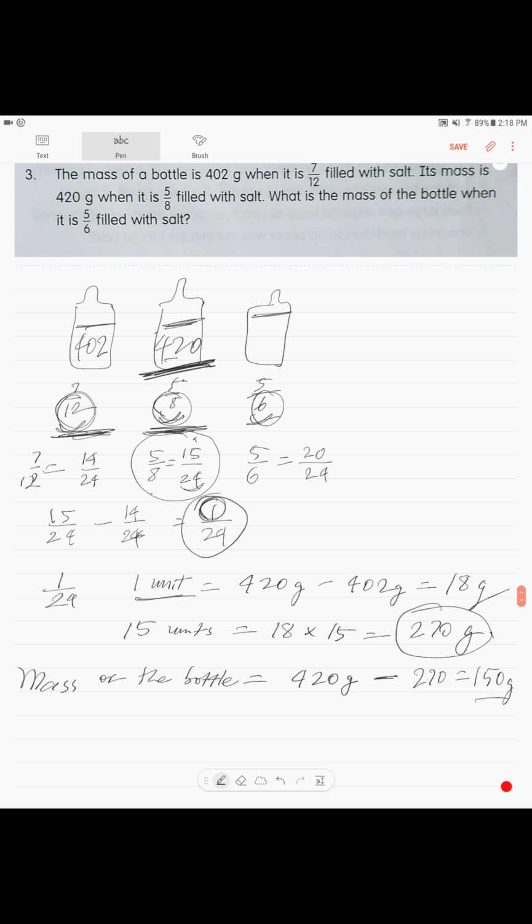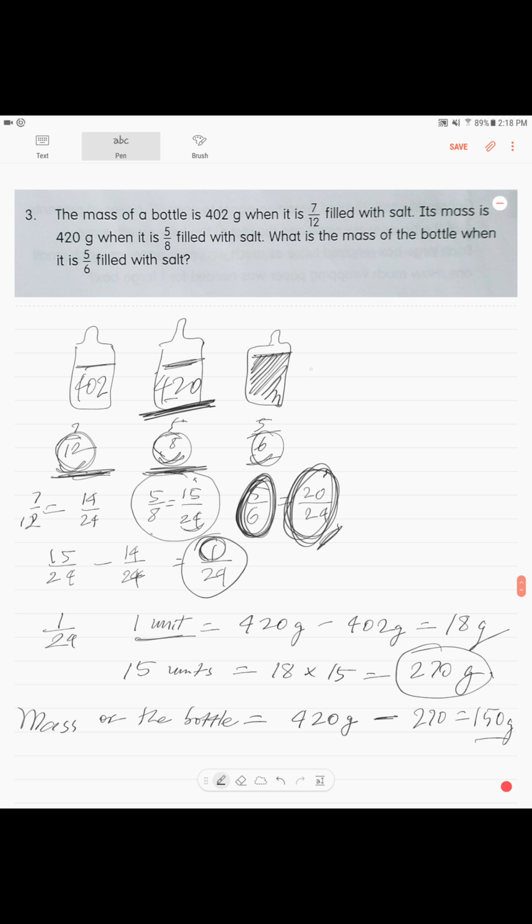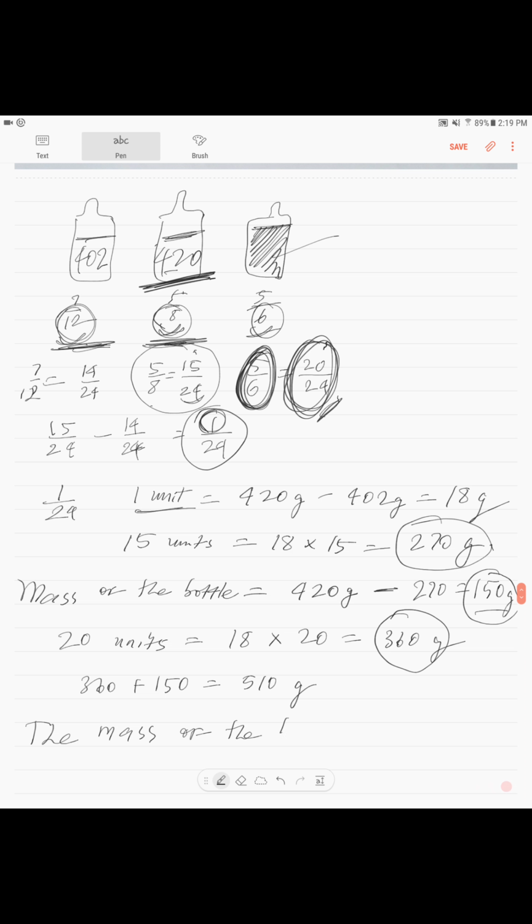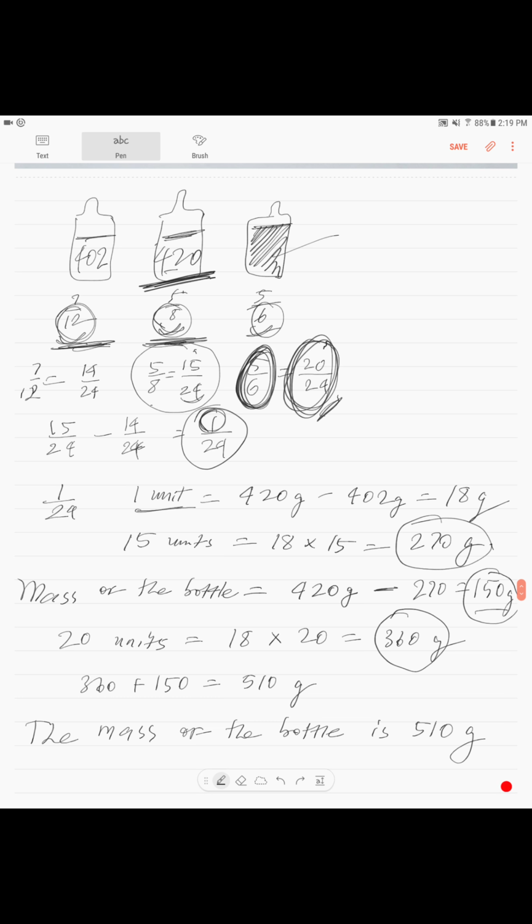Now, they ask us what is the mass of the bottle when it is filled 5/6. So 5/6 is 20/24. We just found it, right? So we take this bottle, and this is 20/24, right? So we need to find how much this is, and we write it. 20 units out of 24 total. 1 unit is 18 grams, we just found it, times 20, 360 grams. This is the mass of the sand, right? We have the mass of the bottle, we have the mass of the sand. So 360 plus 150, 510 grams. So the answer is the mass of the bottle is 510 grams. That's it. All right, see you later.